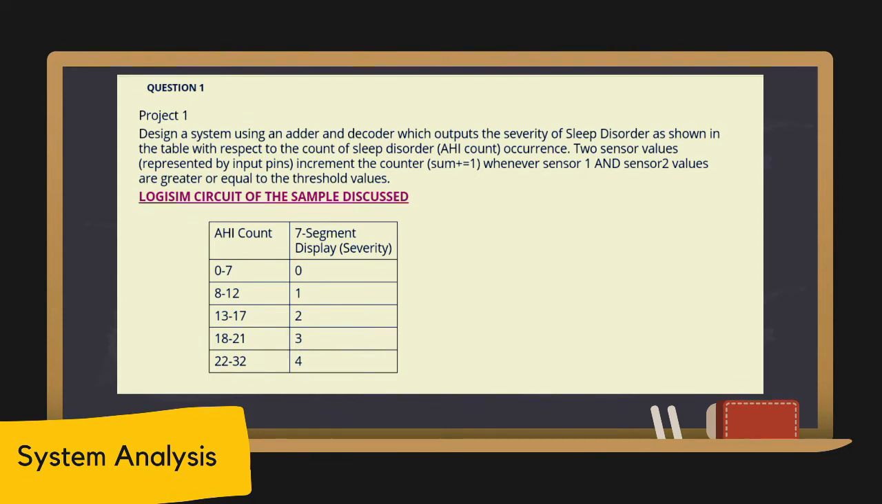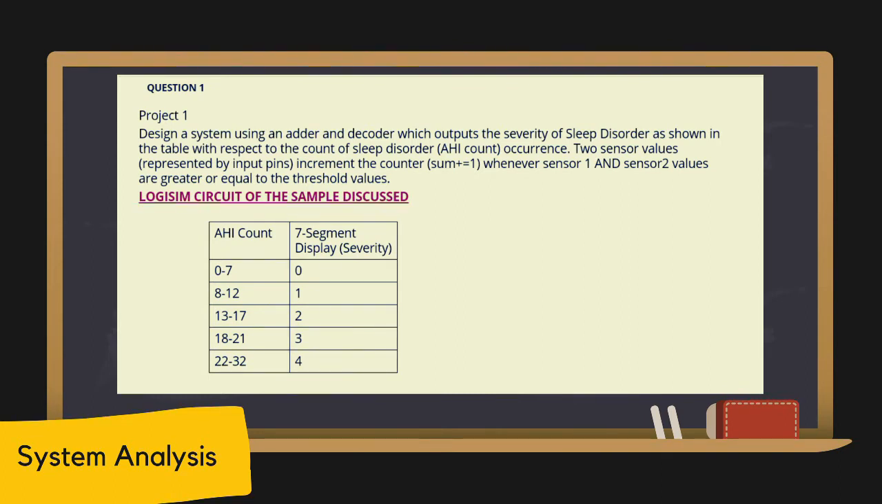This system will also consist of 2 sensors, sensor 1 and 2, paired with a threshold value. The condition is that whenever sensor 1 and sensor 2 values are greater than or equal to the paired threshold value, then it should increment the counter. It is shown in our table that for a certain range of AHI count, it should display a number in our 7-segment display. For instance, a 0 to 7 count should display a 0, and 8 to 12 should display a number 1, and so on and so forth.